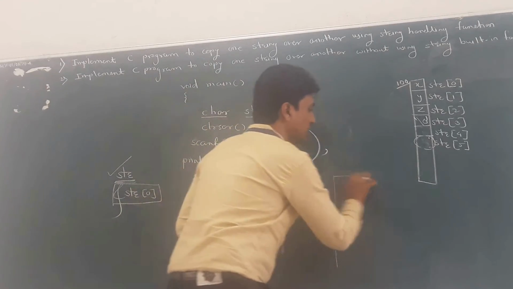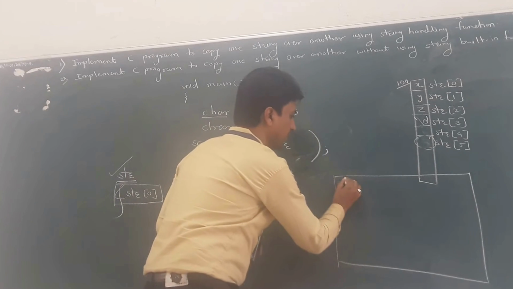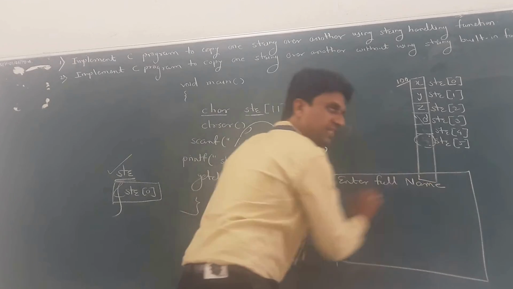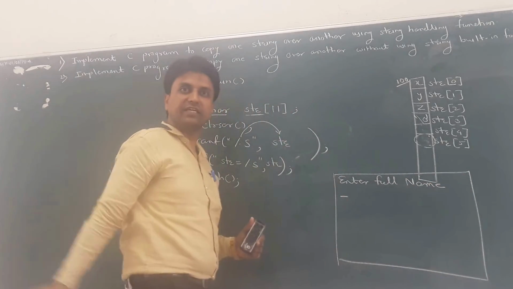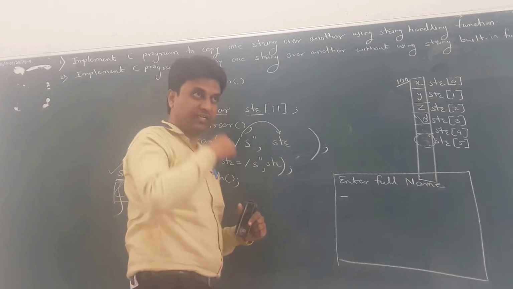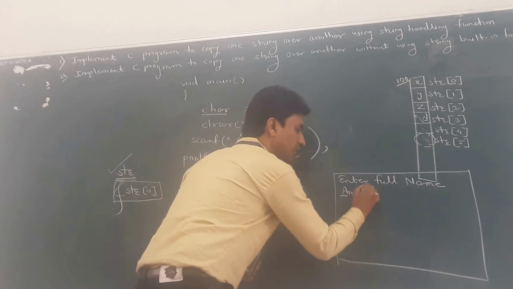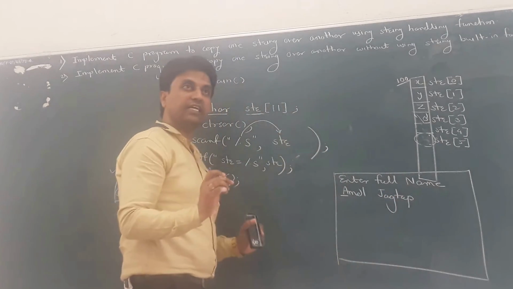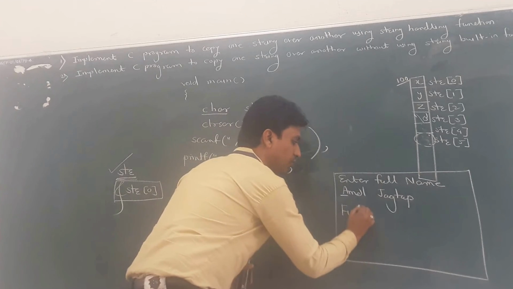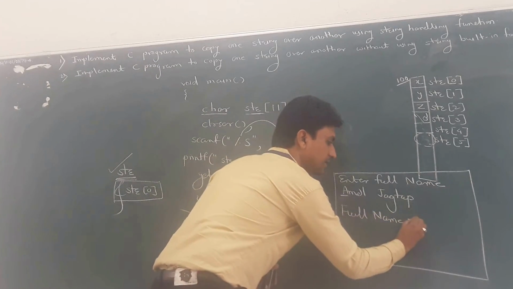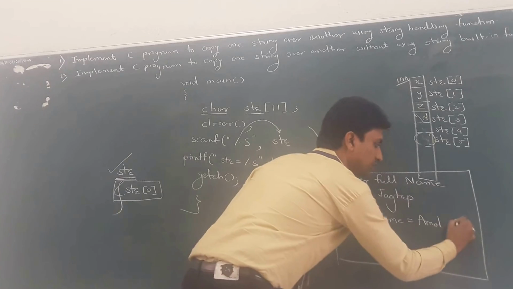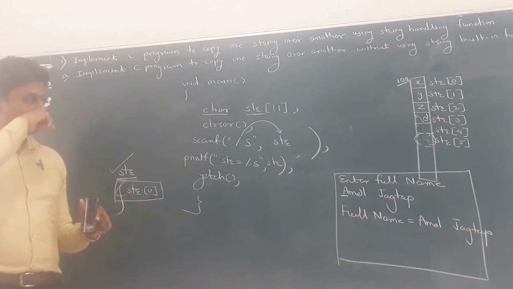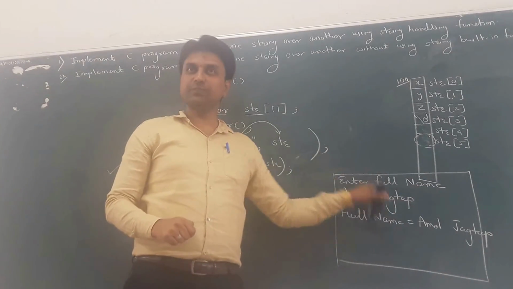On the console we want the output like: Enter full name. This is the message. After that the cursor is blinking for entering the full name string. Suppose the user enters Amol space Jagtap. So what is the expected output? Full name is equal to Amol space Jagtap. This is the predicted output. I want to display the full name with spaces.